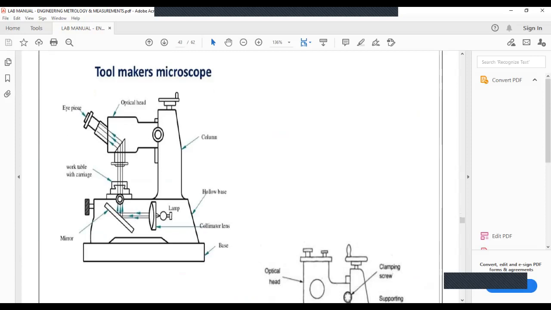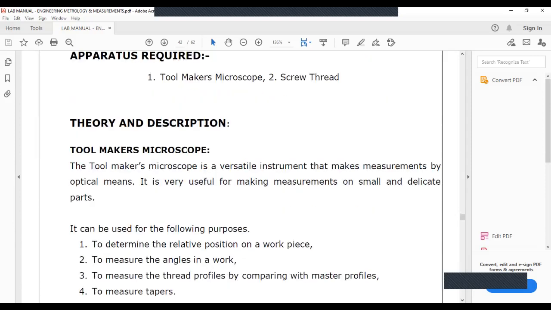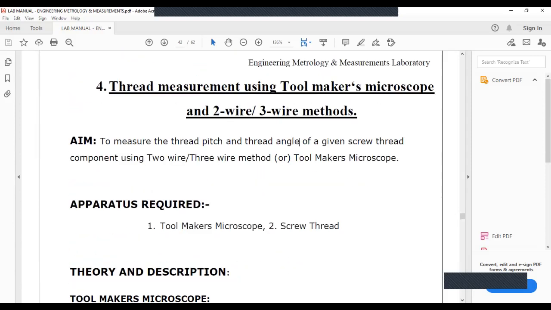So here, if you observe the appearance of the tool maker microscope, you can see over here. Anyway, the discussion is going to happen. Now, within this, our major intention is to find out the thread pitch and thread angle. So these are the two things which we are going to measure.